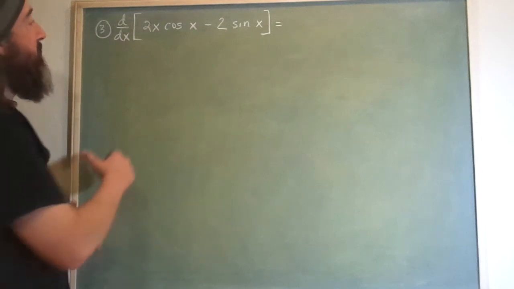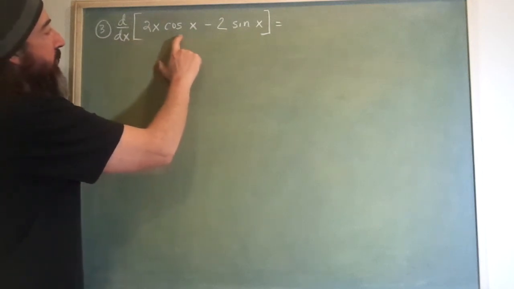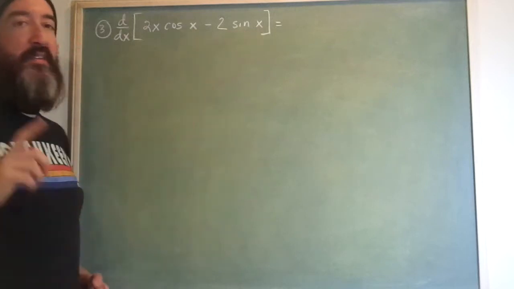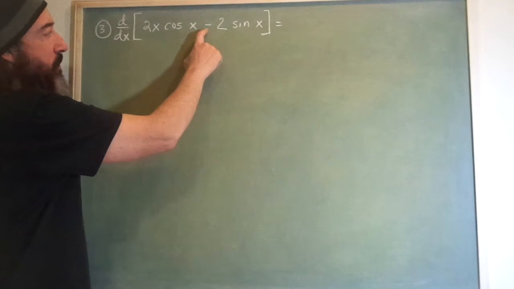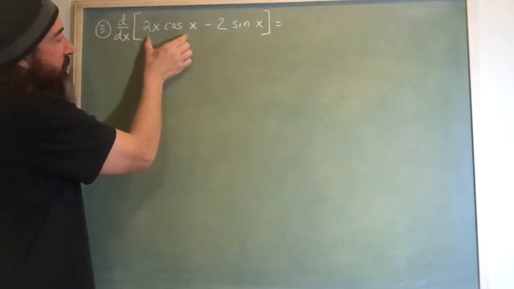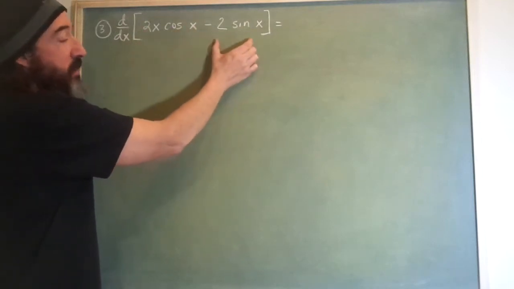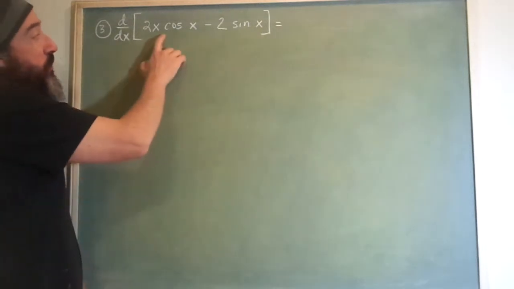In number 3, we're being asked to get the derivative of 2x cosine x minus 2 sine x. And the first thing I see is that we're going to be able to use our sum and difference rule. This subtraction in the middle means we can just get the derivative of this piece and then subtract the derivative of this piece. But over here, things are a little bit more complicated.